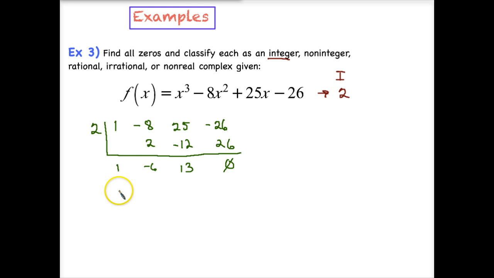Now I can write what I have left. Remember that we have factored out 1x, so we no longer have a cubic function. We have a square or quadratic function. So we're left with x squared minus 6x plus 13.